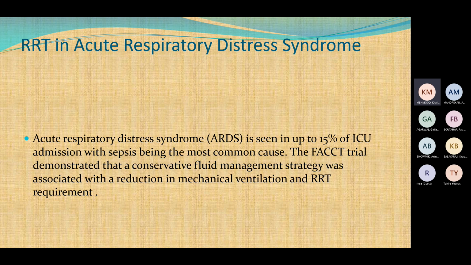RRT in acute respiratory distress syndrome. ARDS is seen in up to 15% of ICU admissions, with sepsis being the most common cause. The FACTT trial demonstrated that a conservative fluid management strategy was associated with a reduction in mechanical ventilation and RRT requirements.